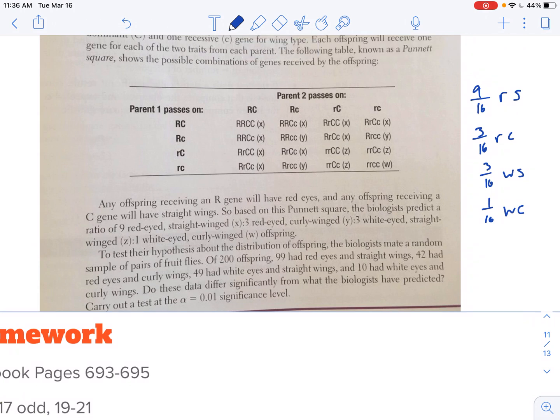So to test the hypothesis about the distribution of the offspring, the biologists made random samples of fruit flies. Of the 200 offspring, 99 had red eyes and straight wings, 42 had red eyes and curly wings, 49 had white eyes and straight wings, and 10 had white eyes and curly wings. Do these data differ significantly from what the biologists have predicted? And we want to carry out the test at a 0.01 alpha significance level. So this one's given to us. We don't need to think about it too much.